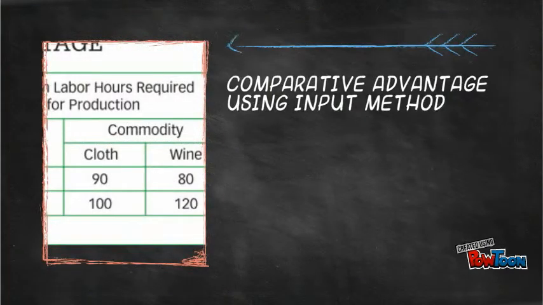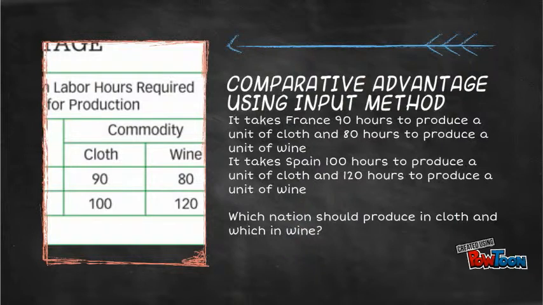Comparative advantage using the input method. An example is it takes France 90 hours to produce a unit of cloth and 80 hours to produce a unit of wine, and it takes Spain 100 hours to produce a unit of cloth and 120 hours to produce a unit of wine, so who should specialize in what?